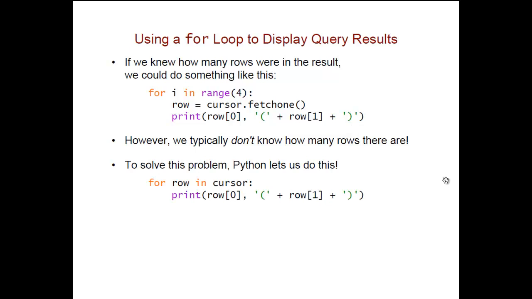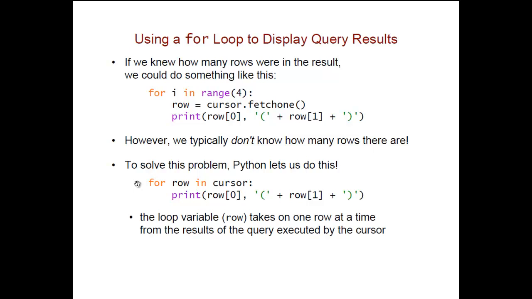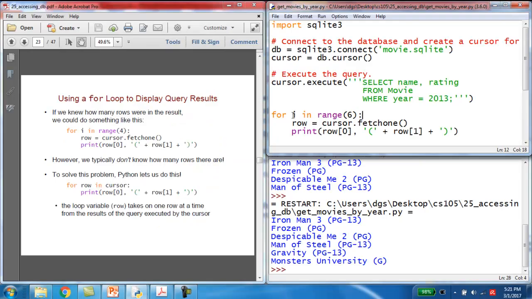Luckily, Python lets us do this instead. And you can see my for loop header now looks different. I'm using the variable row as my loop variable. And that loop variable is going to get 1 row at a time from the results of the query that we just executed using the cursor. Notice we do not need to say fetch1. We can just say for row in cursor. And it's going to repeat as many times as we need it to based on how many rows are in the result. Let's go ahead and do that in our program.